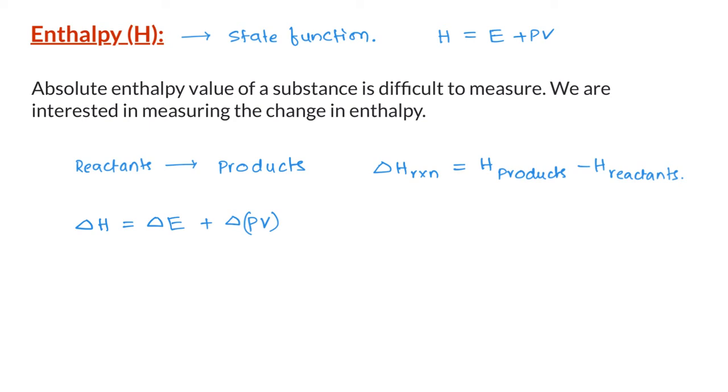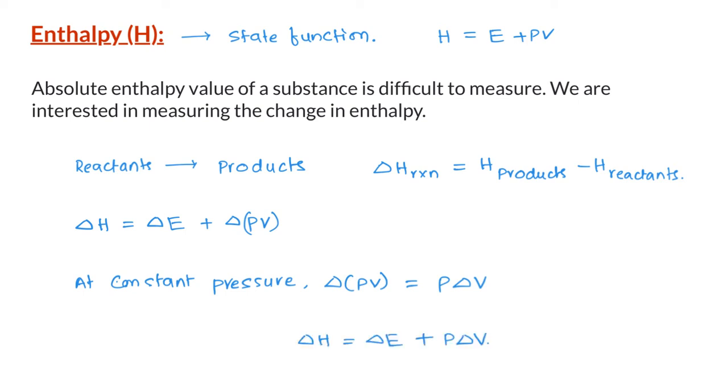As discussed earlier, the majority of the reactions in the lab occur at constant pressure. So, if pressure is constant, then we can take the pressure term out of the differential and write delta PV as P delta V. Let us plug this value into the enthalpy equation and simplify it. We get delta H is equal to delta E plus P delta V. So, the change in enthalpy for a reaction or process is equal to the change in internal energy for that process plus the amount of pressure volume work done during that process.